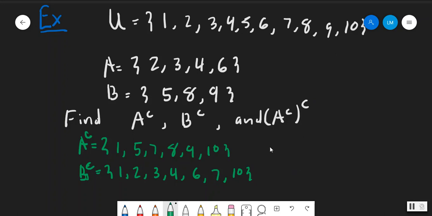However, notice that if you're going to try to find the complement of the complement of A, well, it's everything that's not in A complement. So that would be 2, 3, 4, 6, and that would be it. So what that means is that the complement of the complement is actually its original set. So it's sort of like a double negative if you think about it like that.